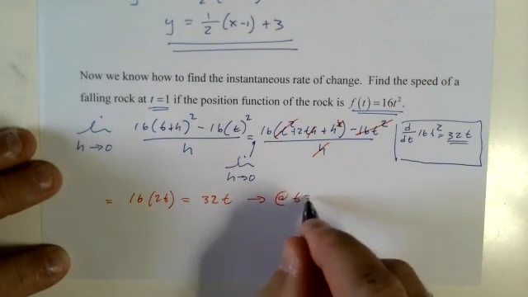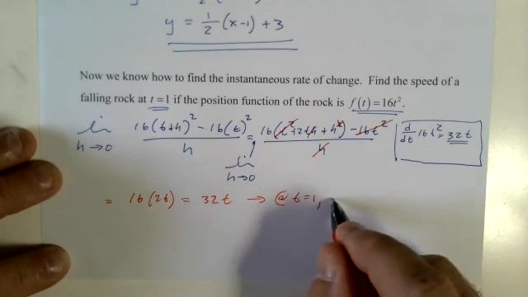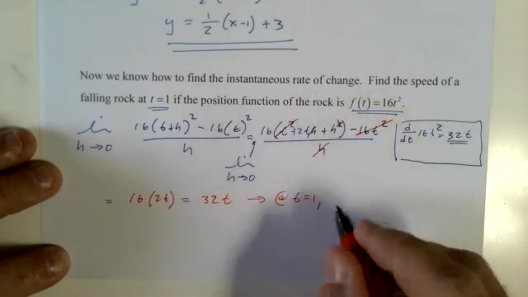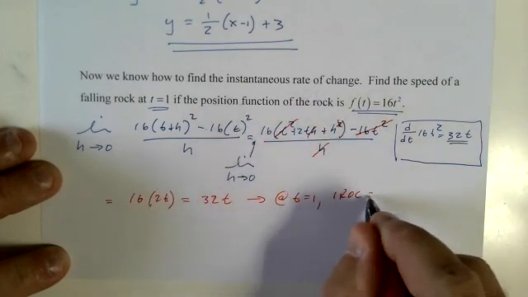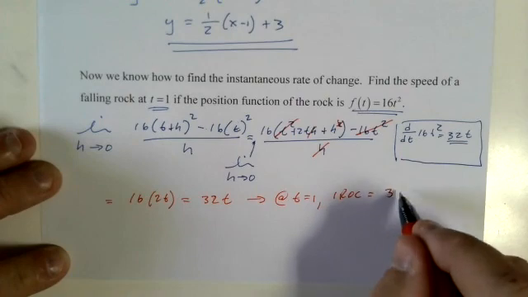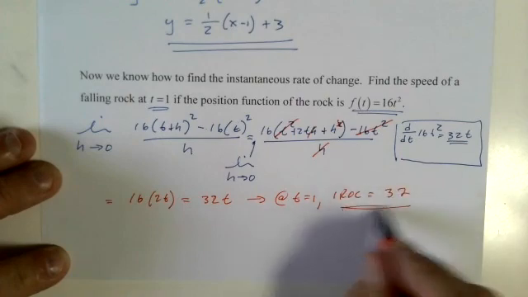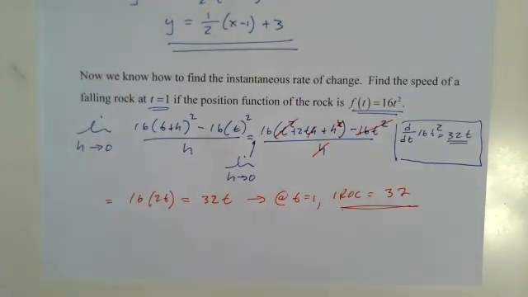At t equals 1, instantaneous rate of change, I rock, equals 32. No units given, feet per second, meters per second. Nobody gave us units, so we don't put them in.